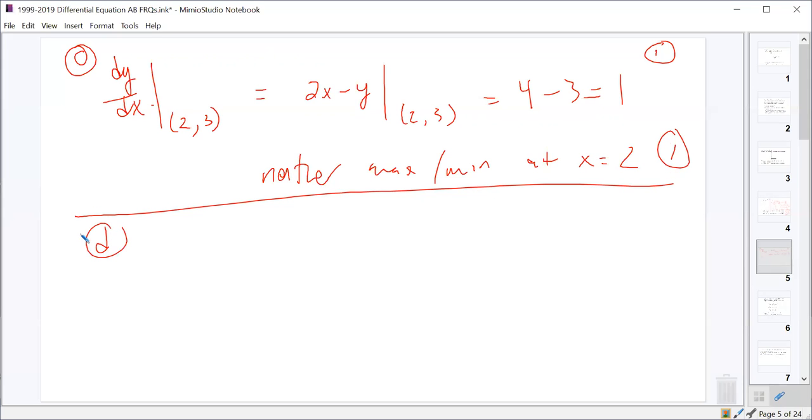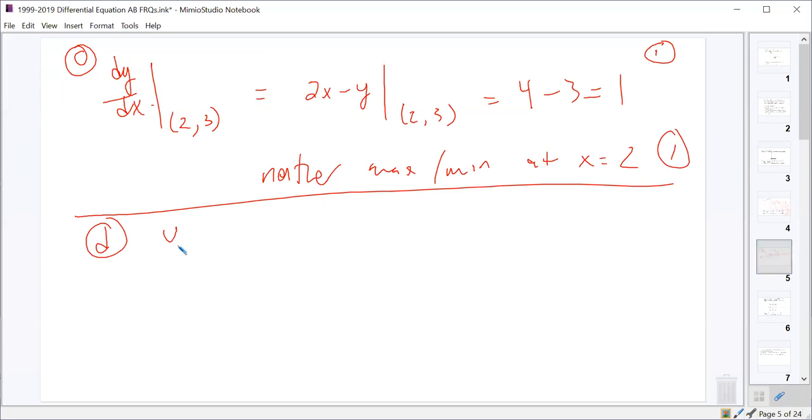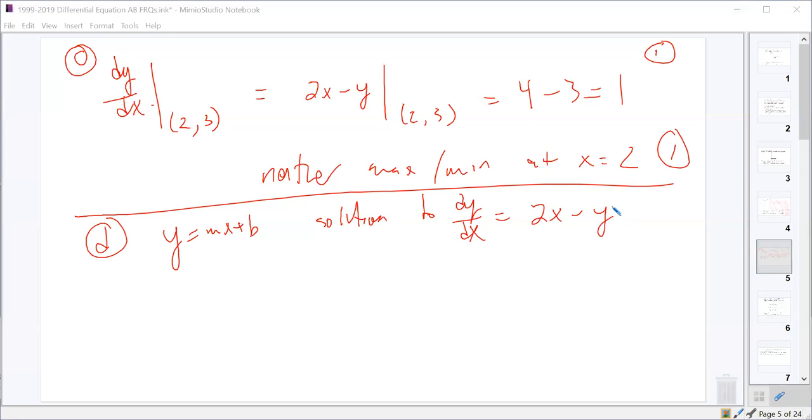Part D. Part D says find the value of the constants m and b for which y equals mx plus b is a solution to the differential equation. So I'm going to just write that. We want y equals mx plus b as a solution to dy/dx equals, what was it? 2x minus y or 2y minus x? 2x minus y. Okay.